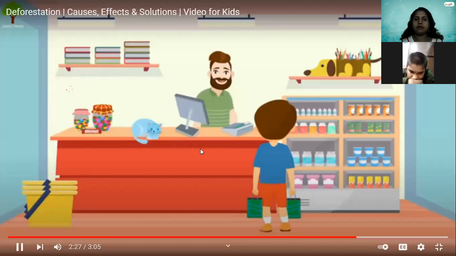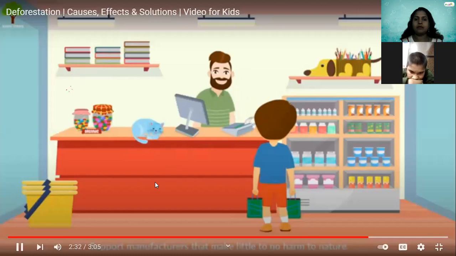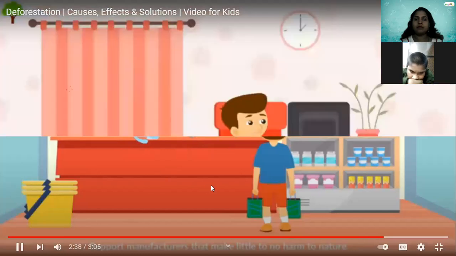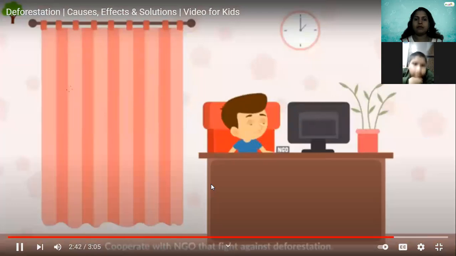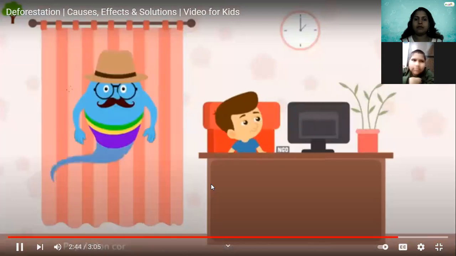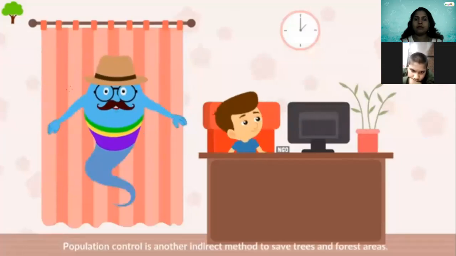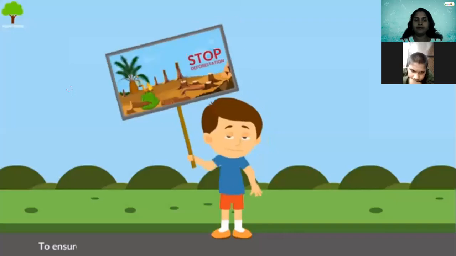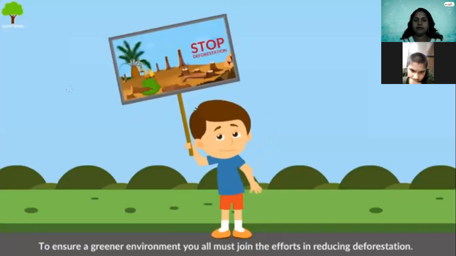Support manufacturers that have little or no harm to nature. Avoid buying any products and goods produced by companies which are responsible for deforestation. Cooperate with NGOs that fight against deforestation. Population control is another indirect method to save trees and forest areas. To ensure a greener environment, you all must join the efforts in reducing deforestation.